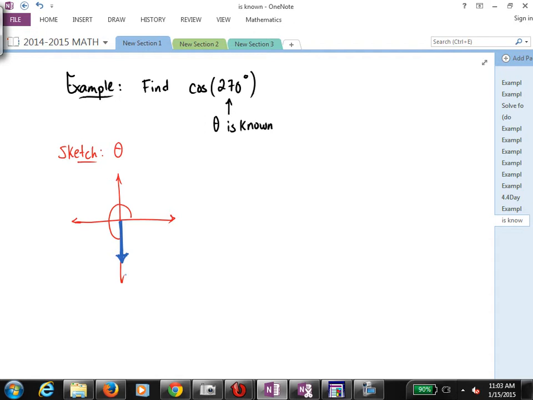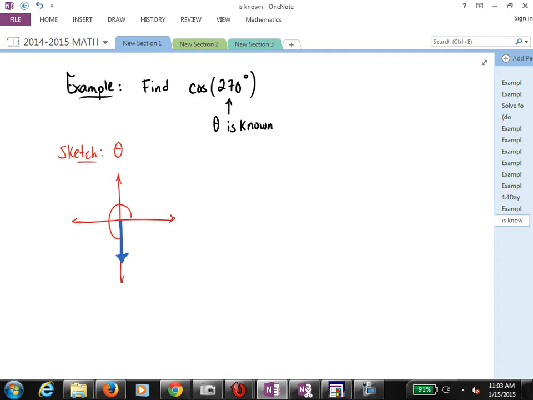Now, the problem here is that usually when theta was known, we draw the right triangle associated with this by going from the terminal side to the horizontal axis. Can you draw a right triangle here? No. So that's why when it lands on the axis, the special right triangles are not going to work. So what do you do from here?